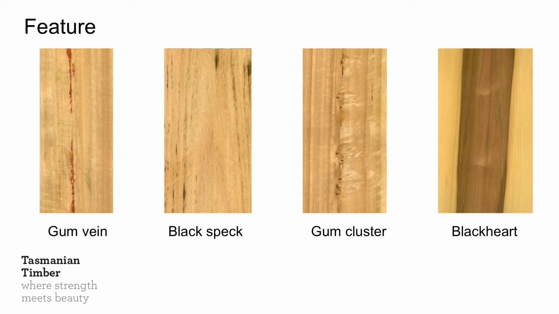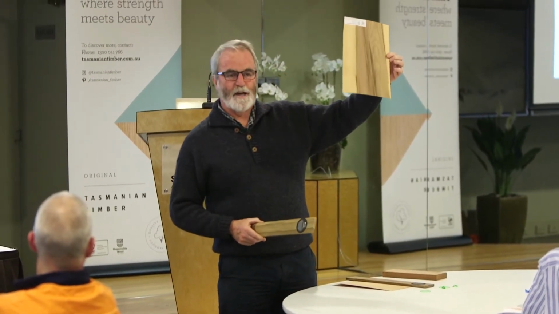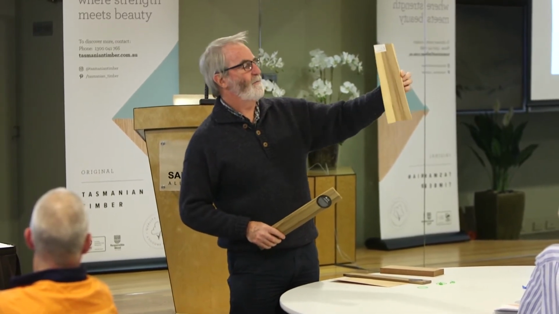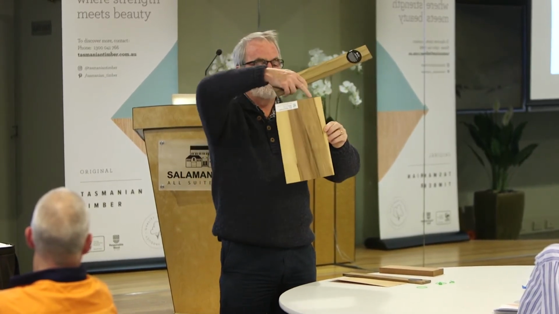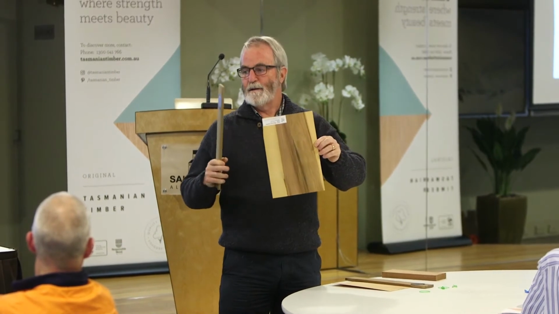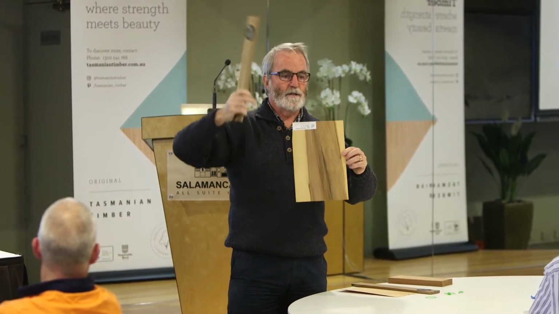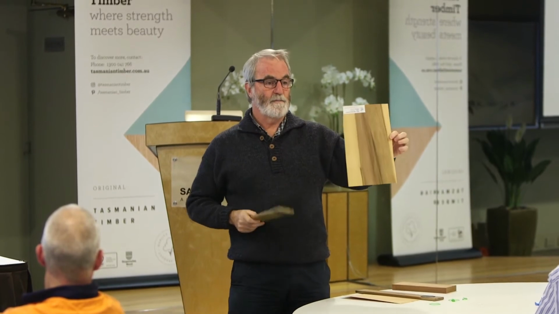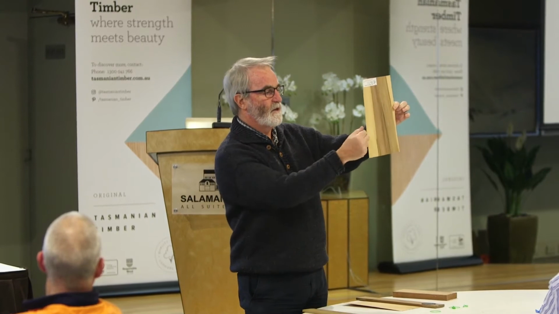Now black heart, I've got some here. In eucalypt we call it stain, and we try and get rid of it. In sassafras we call it black heart because of its relatively striking characteristic. That's caused by a stain that's come from generally a broken branch high up in the tree, which has then caused a stain which has run down inside the wood and stained the timber. That's all black heart, and that shows you the characteristic.